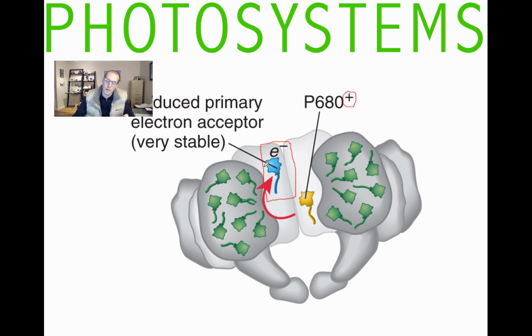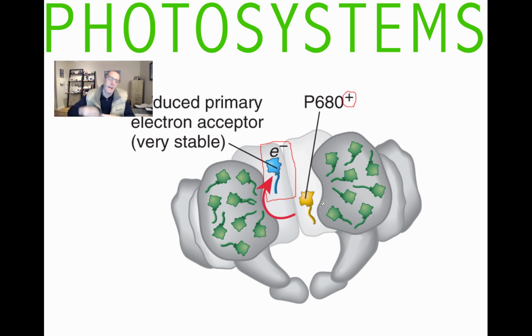So the primary electron acceptor has gained that electron. We can see that from the little negative sign there. And so the primary electron acceptor has been reduced, and that's very stable. So we've now got a very highly energized electron. But we've got a problem. We've lost an electron from down here.